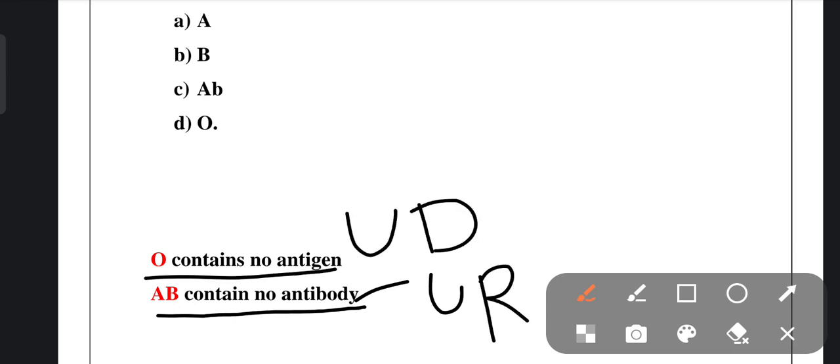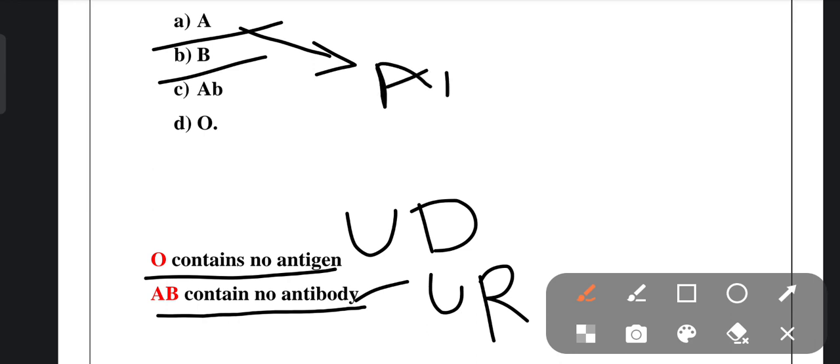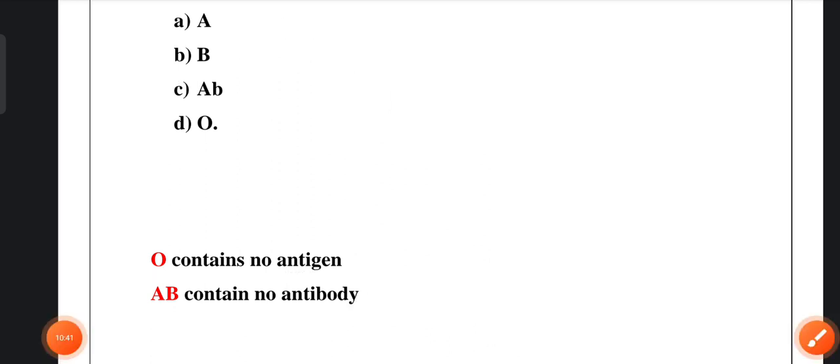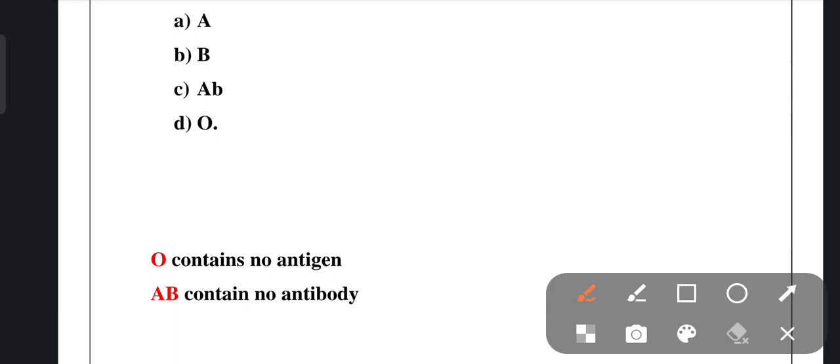When it comes to the A group and B group, these groups have antigens and antibodies. Due to that, agglutination, which is nothing but an antigen antibody reaction, will happen. So what will happen if there is an antigen antibody reaction? The blood cells will die. Lysis will happen. For that reason the patient may die.